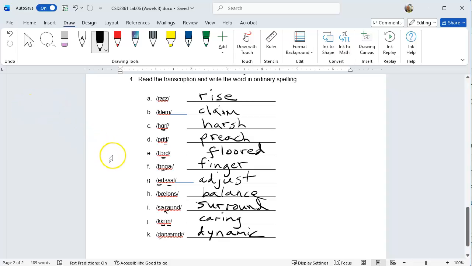Alright, so that's your lab 6 with a variety of vowel practices around things that will pop up on your transcription exam or on your multiple choice part of your exam.